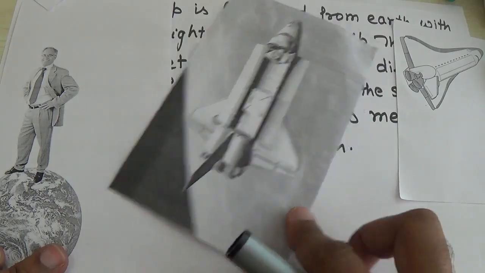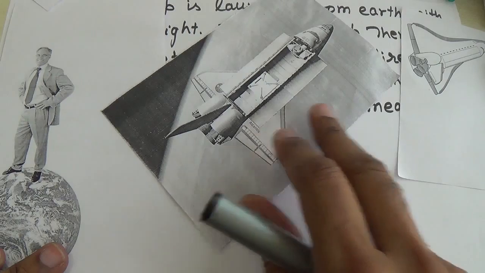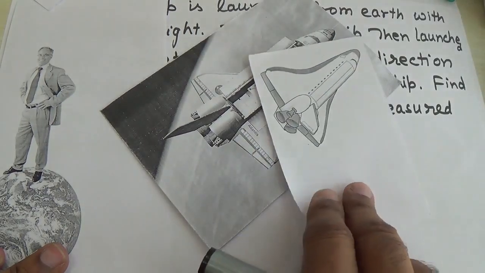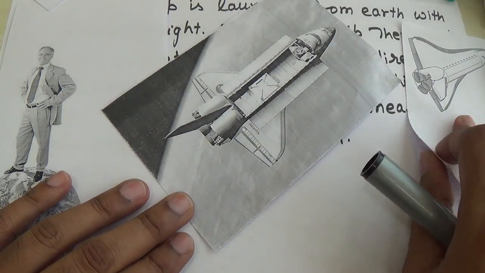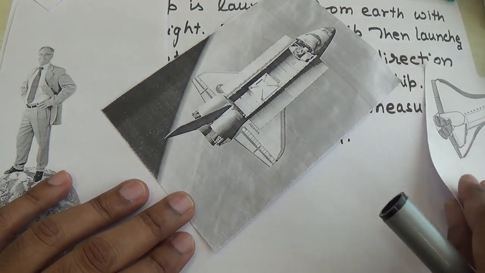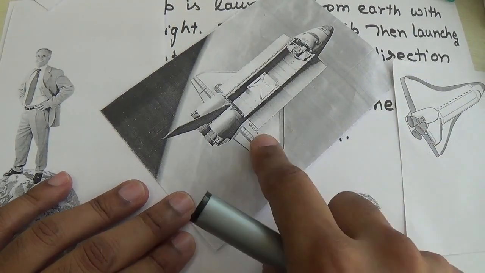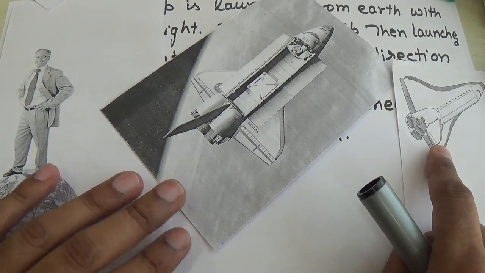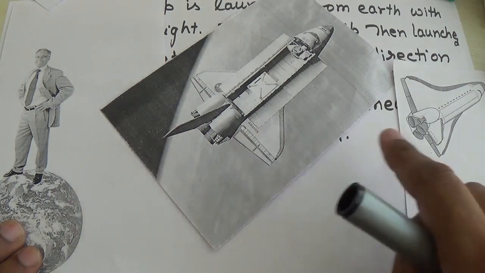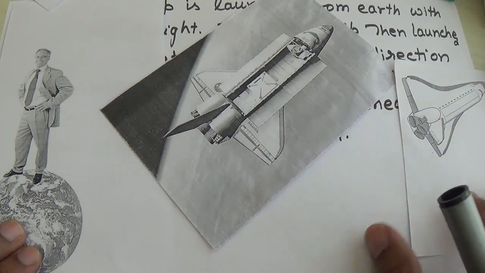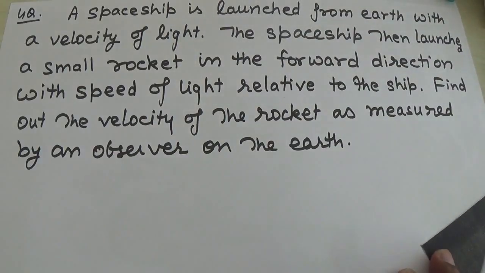Now I am making this spacecraft the frame of reference S prime, and this rocket, which is fired from the spacecraft in the forward direction, also has speed c. So that will be ux prime with respect to the spacecraft. ux prime is given. One has to find out ux, with respect to this observer, for this rocket. This is the idea of this particular question.